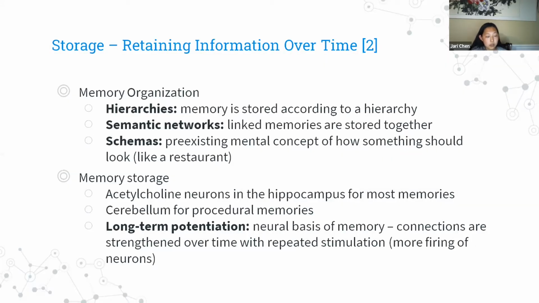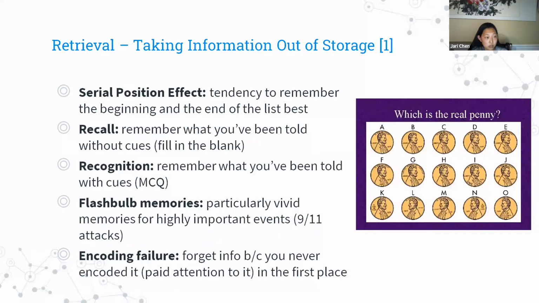Memory is organized into hierarchies. There are semantic networks, which are how memories are all linked together. The big thing is long-term potentiation. The more you repeat a fact, or the more you think about something you need to learn, the more you study it, the more your neurons will fire, and the better you will be able to remember it. Then there's retrieval.